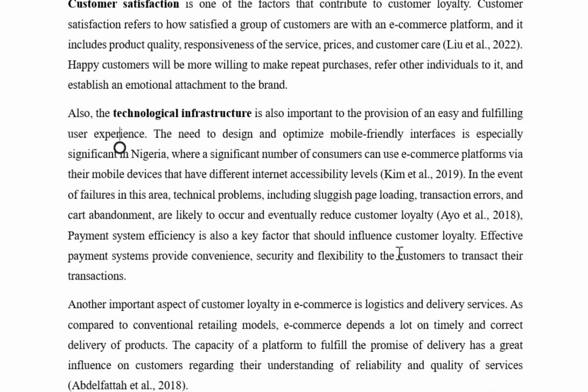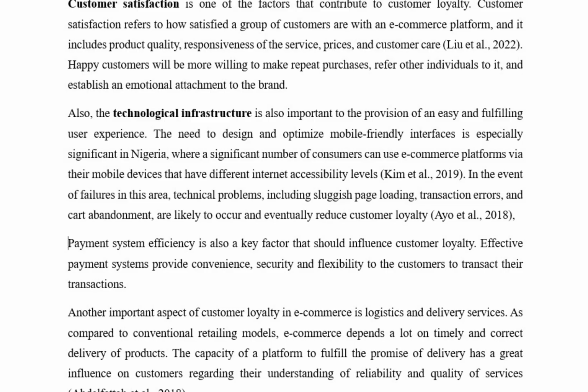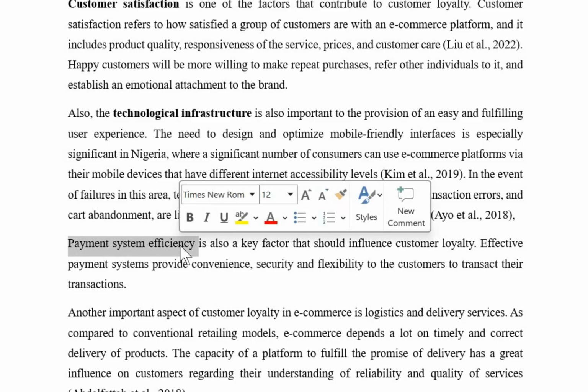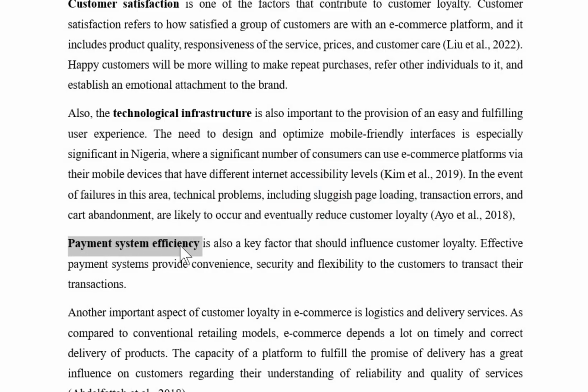Let's look at another one. Payment system, yes. We have another one here, payment system efficiency. So payment system is another factor, or another independent variable, that affects customer loyalty. So it's also a key factor that should influence customer loyalties.